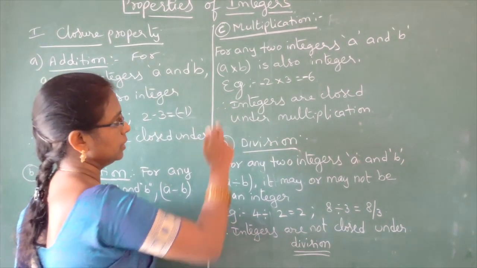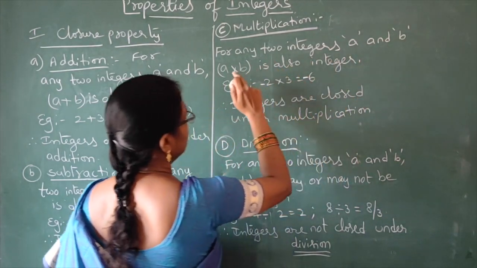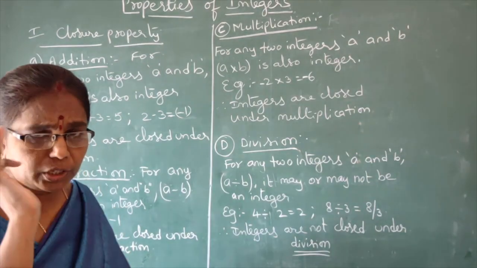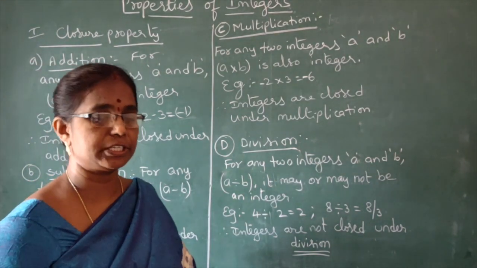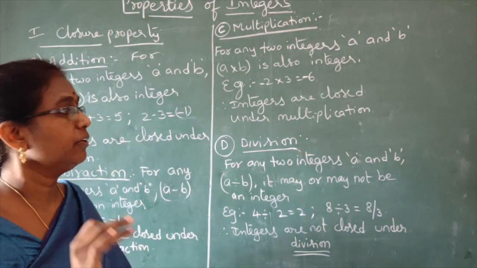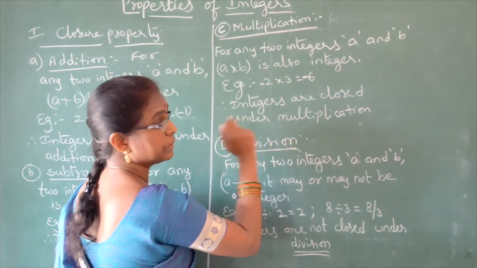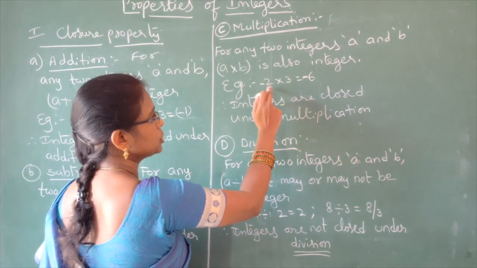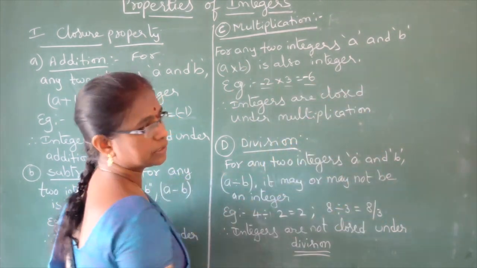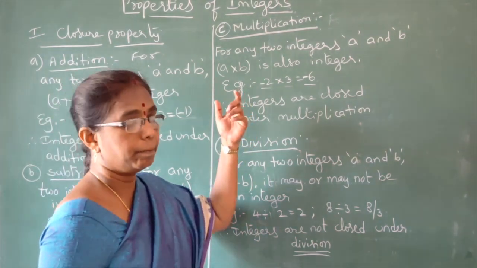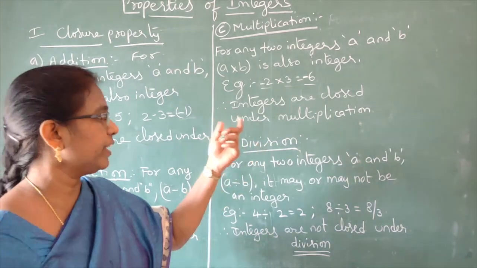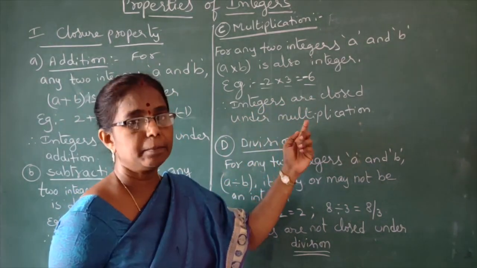Next, multiplication. For any two integers a and b, the product of a and b is also an integer. Means if you take any two integers, both negative or positive, and multiply, you will get again an integer. Then we can say integers are closed under multiplication. Example, minus 2 into 3 is equal to minus 6. Minus 2 is an integer, 3 is an integer, 6 is also an integer. Then when we multiply two integers, the product is also an integer. So, we can say integers are closed under multiplication.